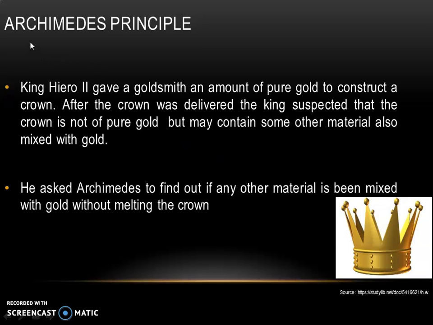Next we will find out what Archimedes principle states. Before that, we will learn how this principle was discovered. King Hiero II gave a goldsmith an amount of pure gold to construct a crown. But after the crown was delivered, the king noticed that the crown is not made up of pure gold. It may contain some other material along with gold. So he asked Archimedes to find out if any other material is being mixed with gold without melting it.